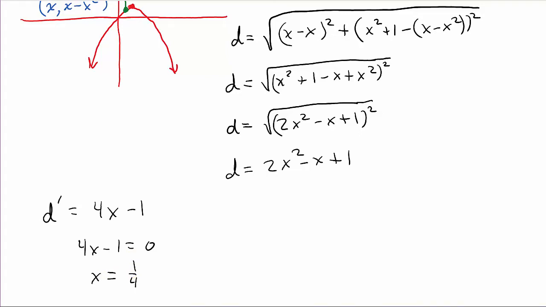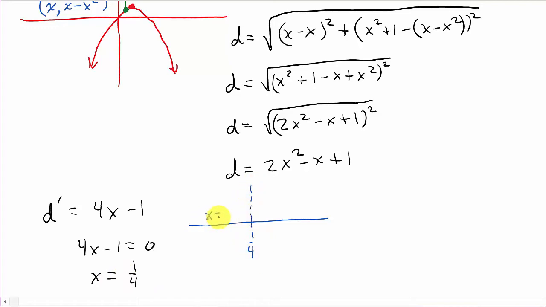And we can come over here and show that this is a minimum. This is my critical value, or my critical number. So I can choose x equals 0 and x equals 1. If I plug the 0 into the derivative, that's 0 minus 1, that's negative. So that's decreasing. I plug the 1 in, that's 4 minus 1, positive 3. That's increasing, and you can see there I have a minimum value. All right. So the value x equals 1/4 is going to give me my minimum distance.